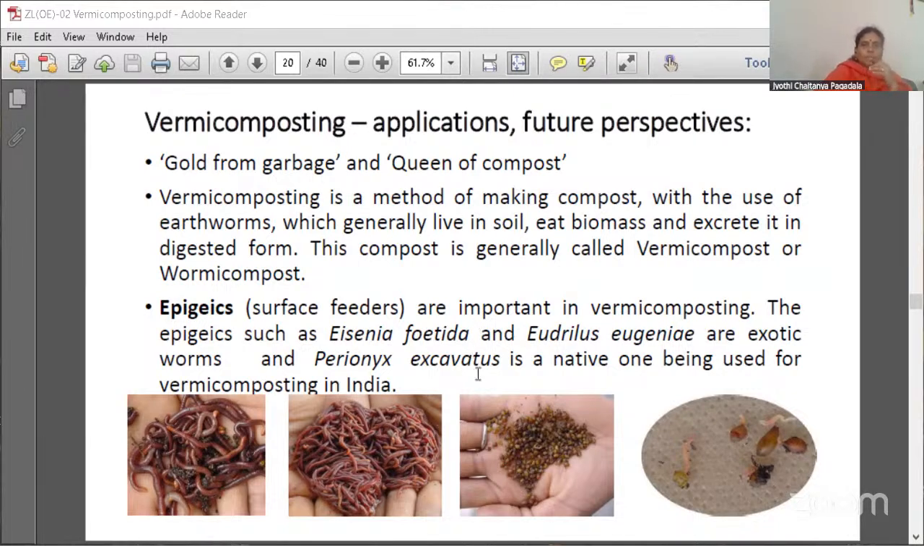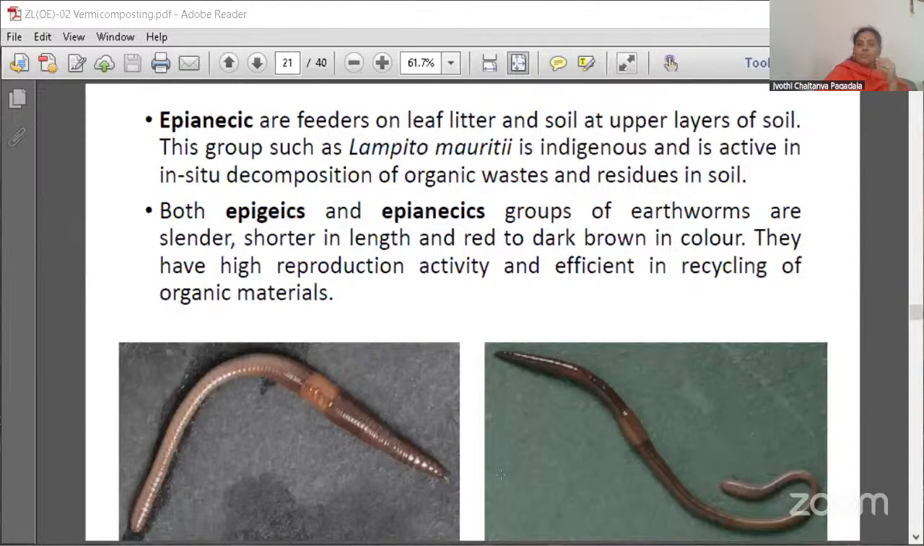Before going further, again I want to discuss the past knowledge, yesterday's knowledge, that is epigeics, surface feeders, are important in vermicomposting. The epigeics such as Eisenia fetida, and here you can see Eudrilus eugeniae, and exotic worms, and Perionyx excavatus is a native one being used for vermicomposting in India.